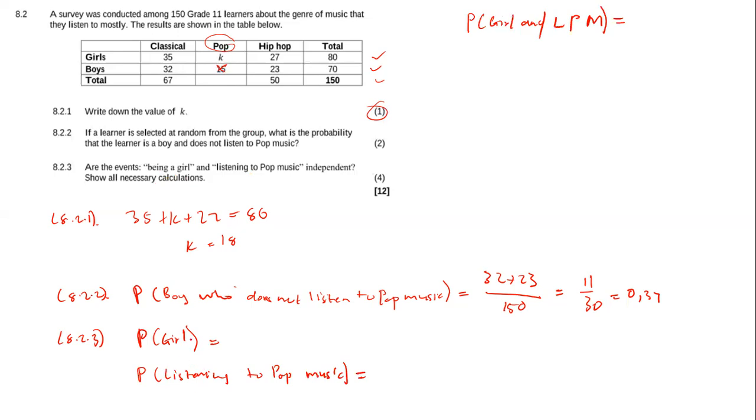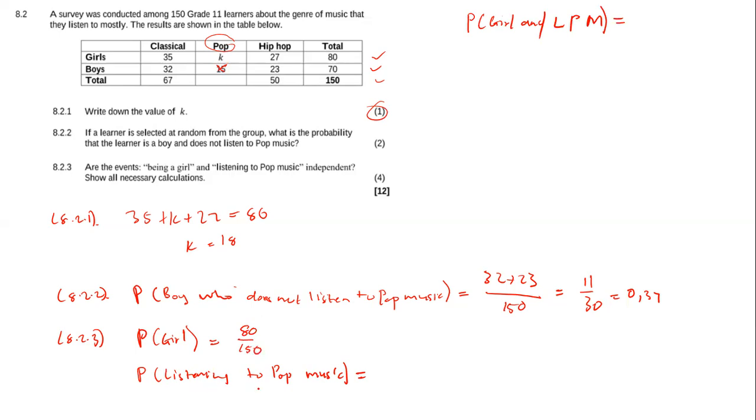So now let us determine the probability of a girl. How many girls are there? We have a total number of 80 girls. Okay, so we need the probability of a girl randomly. So the probability of girls is going to be 80 divided by 150.